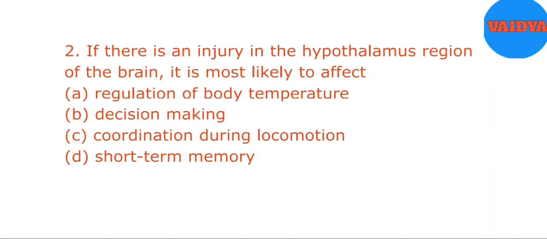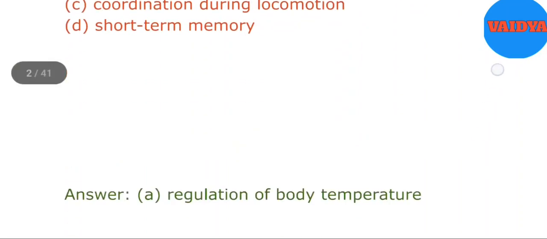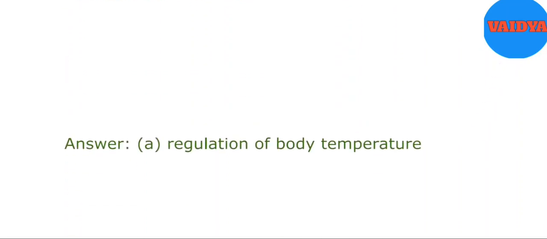2. If there is an injury in the hypothalamus region of the brain, it is most likely to affect A. Regulation of body temperature. B. Decision making. C. Coordination during locomotion. D. Short-term memory. Answer A. Regulation of body temperature.